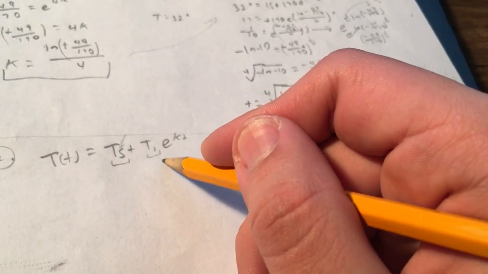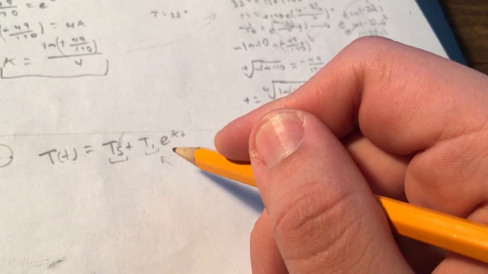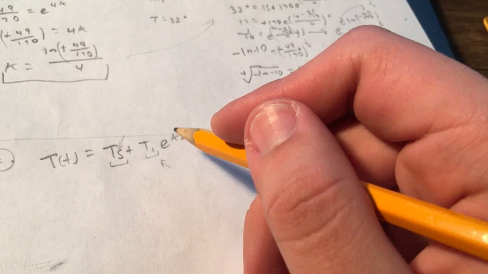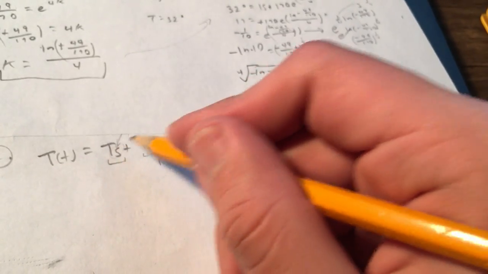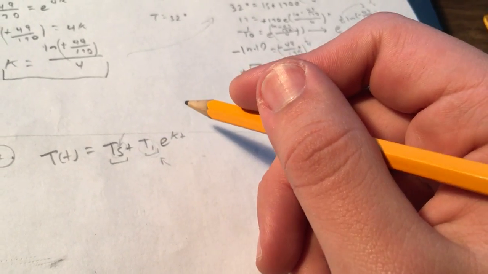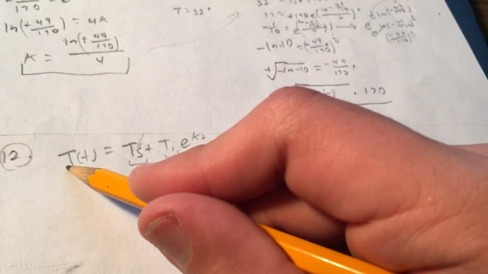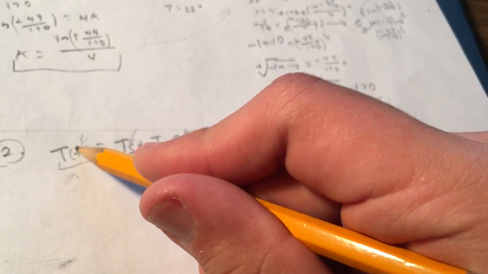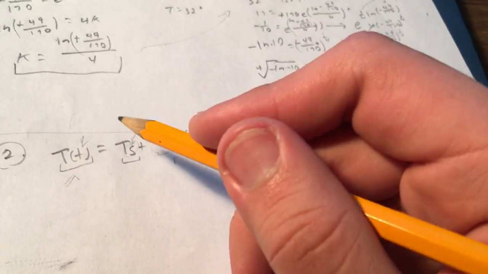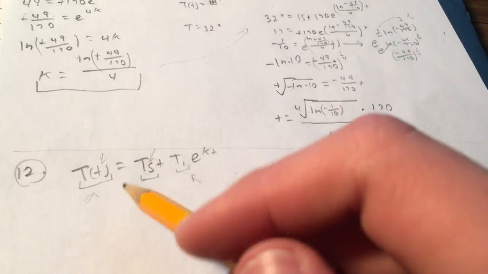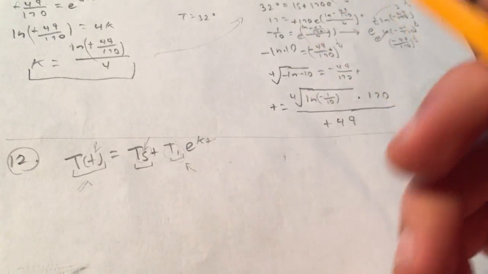This number is the initial temperature of whatever you put in. So if you put a glass of water in the freezer, this is the freezer and this is the temperature of the water before you put it in. And then this is the temperature after however long you've left it in there. And t is the amount of time. It doesn't have to be seconds exactly, but it's the amount of time.